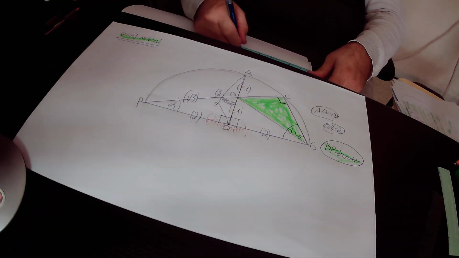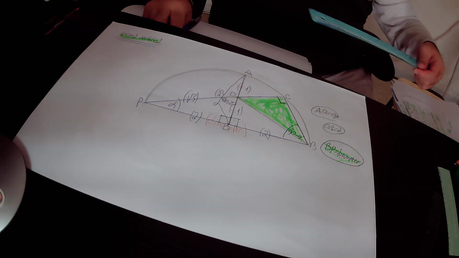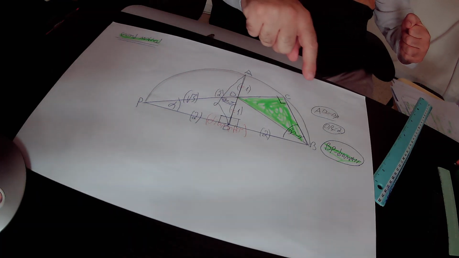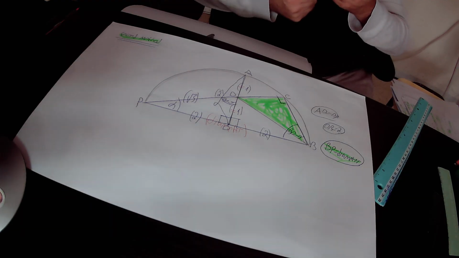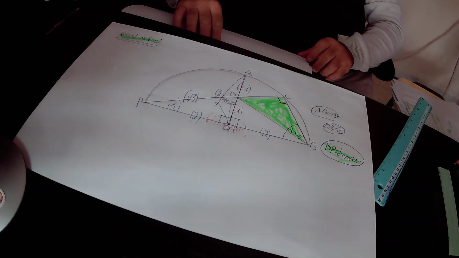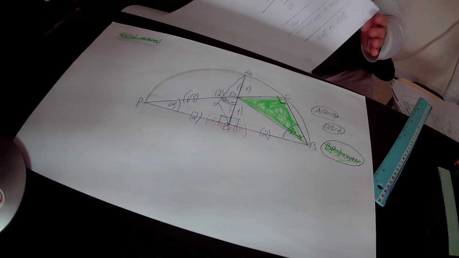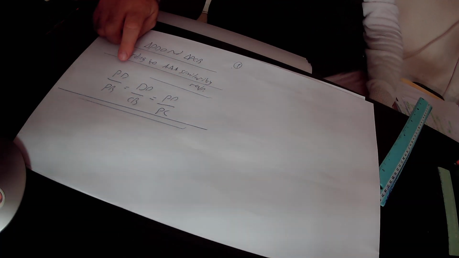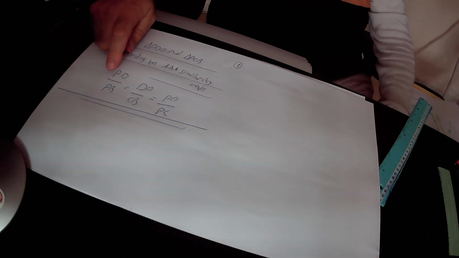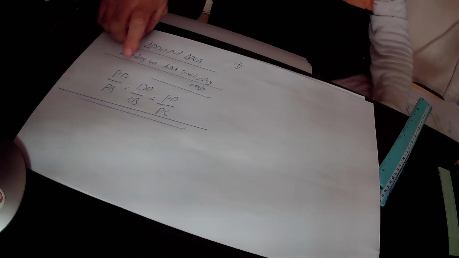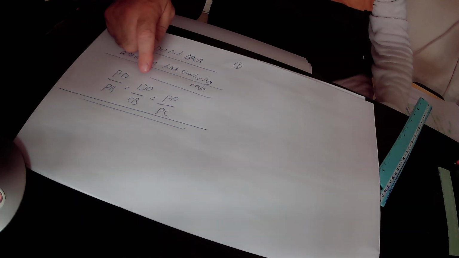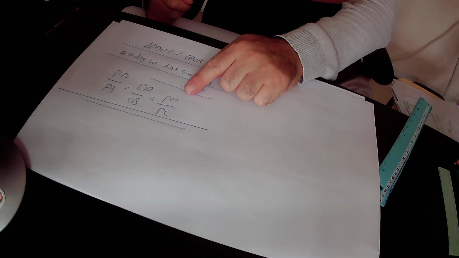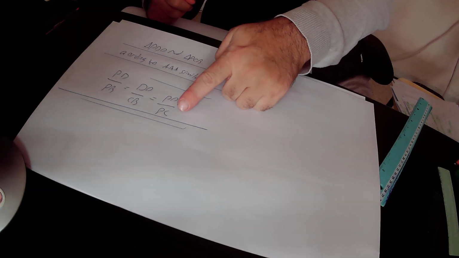Repeat again. From the fact that the small right triangle PDO is similar to the big right triangle PCB, we derive that the following relationship exists between their sides. Side PD of the small triangle over side PB of the big triangle is equal to side DO of the small triangle over side CB of the big triangle, and it is also equal to side PO of the small triangle over side PC of the big triangle.